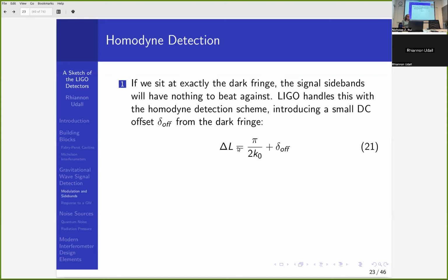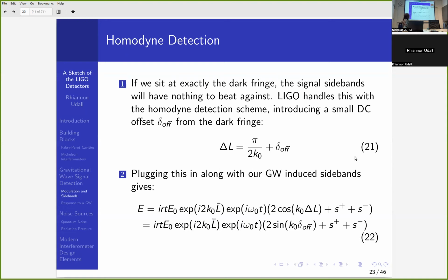But the one LIGO uses is a DC offset scheme. That is to say, instead of being at the dark fringe, we sit very slightly off the dark fringe. So this is the sort of operating point, delta L, and that means you can do some math and plug it in, and you get something that looks like this.